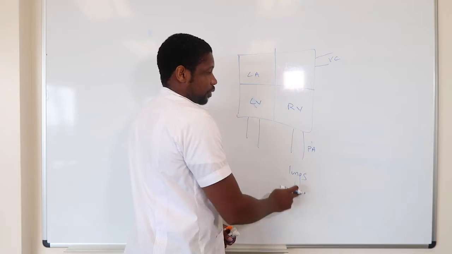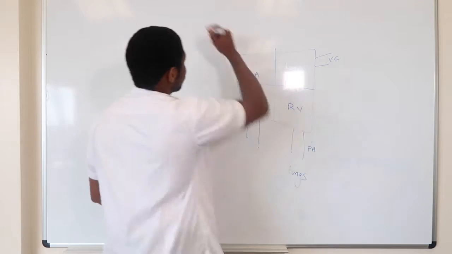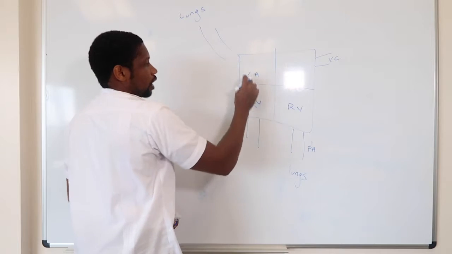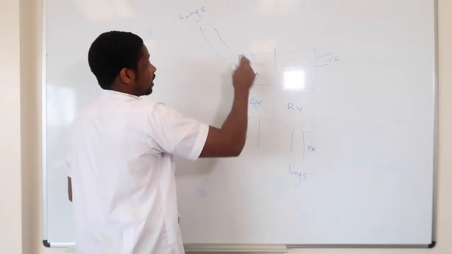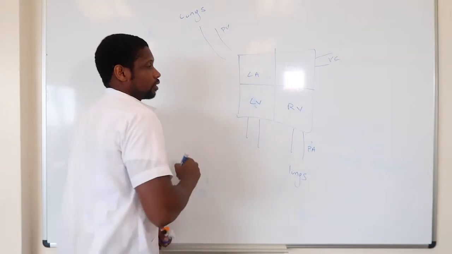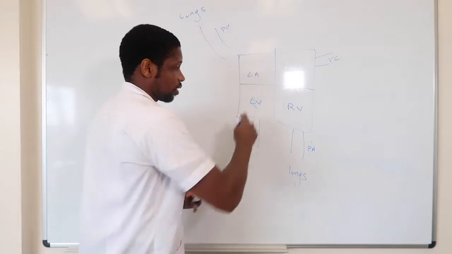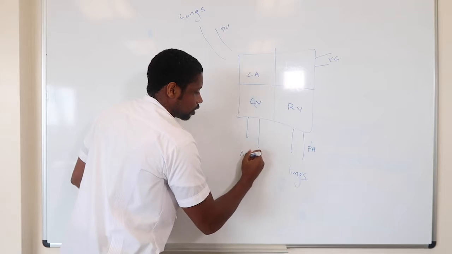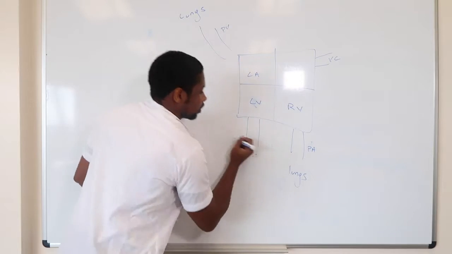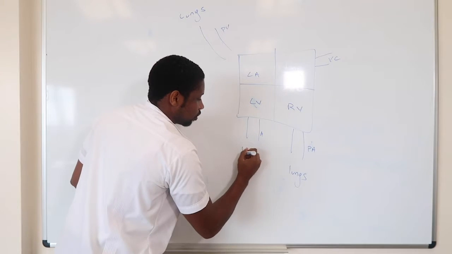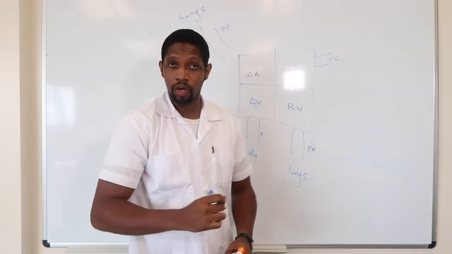From the lungs, blood is then going to flow into our left atrium, and that's, of course, going to be our pulmonary vein. Then from our left atrium, we're going to go to our left ventricle. From our left ventricle, we're then going to go into our aorta. So, put aorta here. And then from here, it's going to go to the body. That is normal.